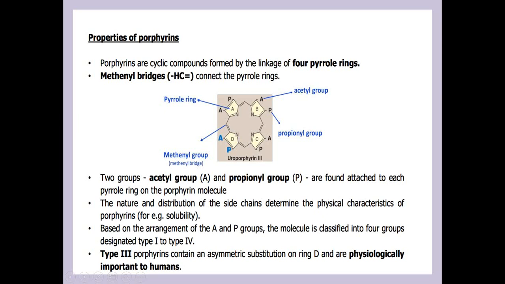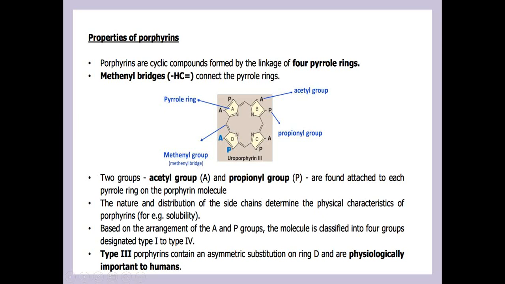Two groups, acetyl group A and propionyl group P, are found attached to each pyrrole ring on the porphyrin molecule. The nature and distribution of these side chains determine the physical characteristics of the porphyrin, that is, they determine the solubility of the compound. Based on the arrangement of A and P groups, the molecules are classified into four groups designated type 1 to type 4. Type 3 porphyrins contain an asymmetric distribution on ring D, and they are physiologically important to humans.